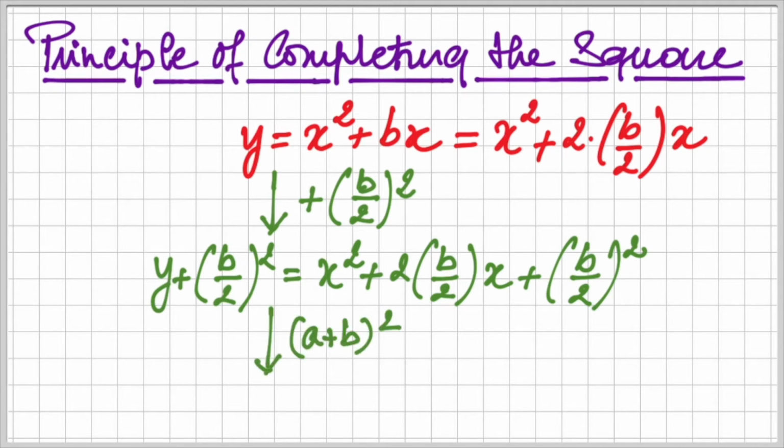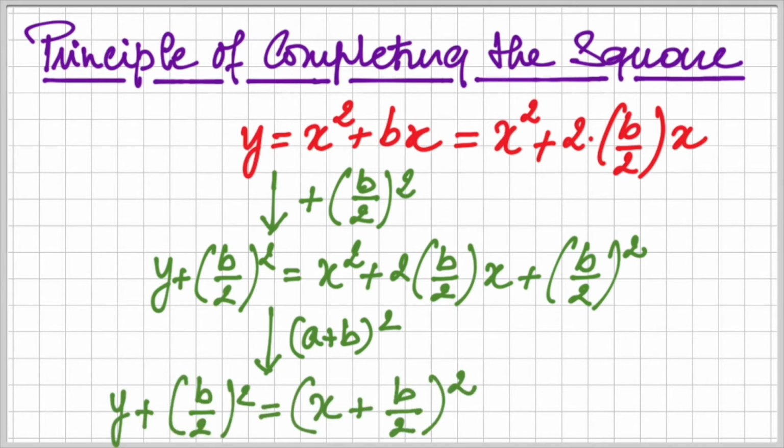And now we can use the property of (a plus b) squared, basically the special product formula for (a plus b) squared. We find the left-hand side is not changed, but now we can replace x squared plus 2 times b divided by 2 times x plus (b divided by 2) squared by (x plus b divided by 2) squared. So basically, we completed the square and we find an expression at the right-hand side which is a complete square. And we use that to find the roots when we were talking about the method of completing the square.